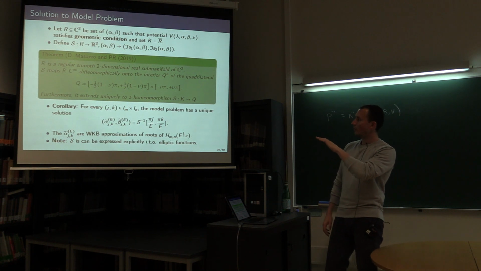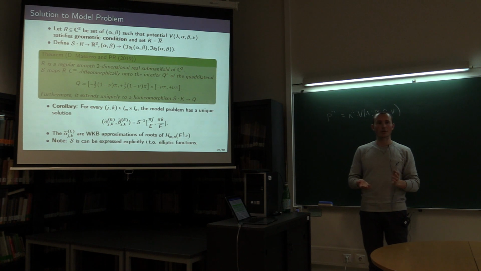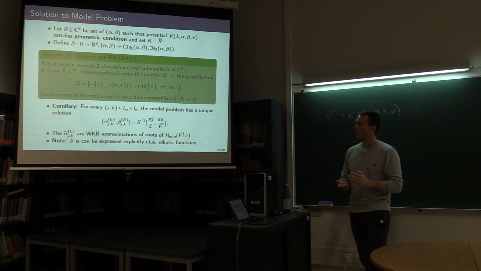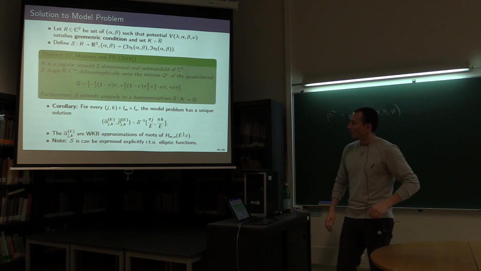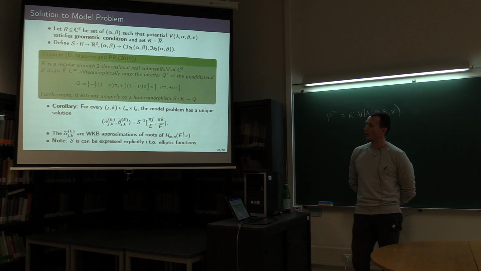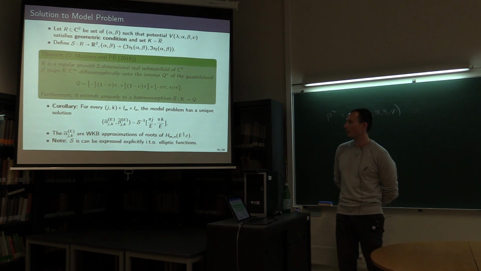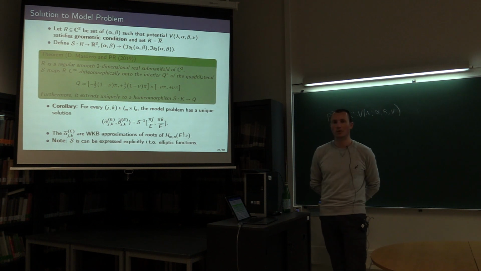And this mapping S is completely explicit. This is just some complete elliptic integrals. These are just classical special functions, let's say. And so the WKB analysis says that these alpha tilde, the solution of the model problem, are good approximations of the roots of HMN e to the power half z.